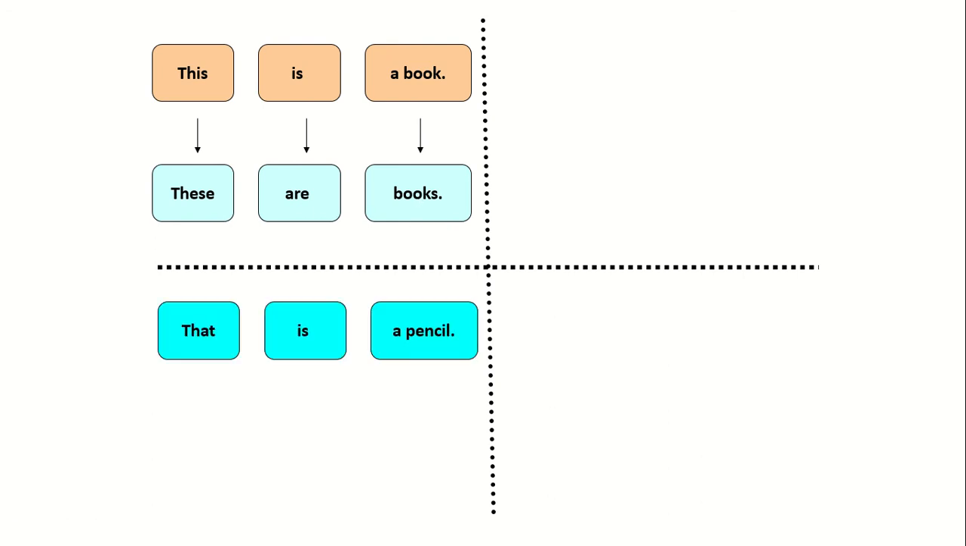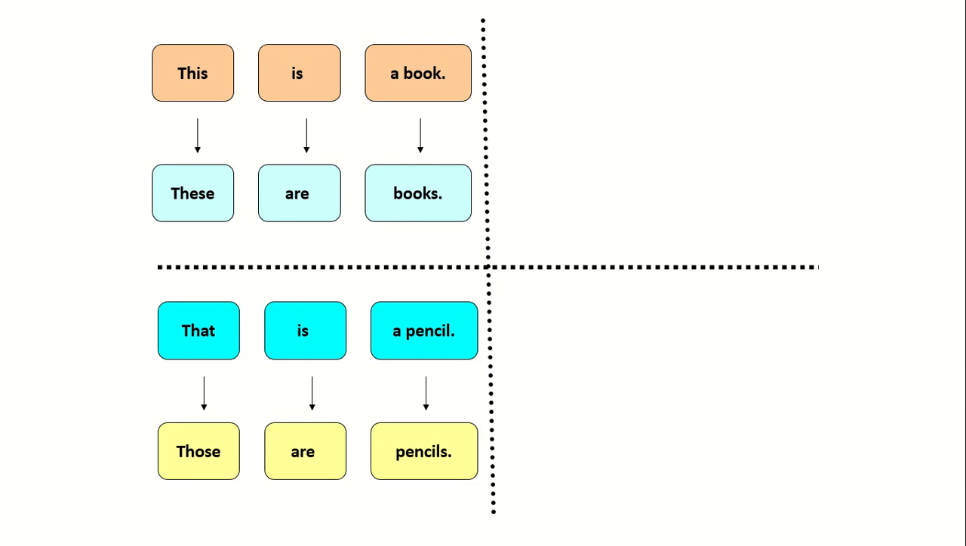Now another example, that is a pencil. Take a second to think. What do you think? That becomes what? Let's check. Very good. Those, and the is becomes are, and the pencil becomes pencils. A third one, it is a pen.